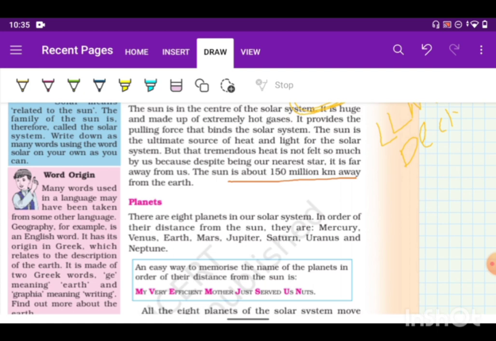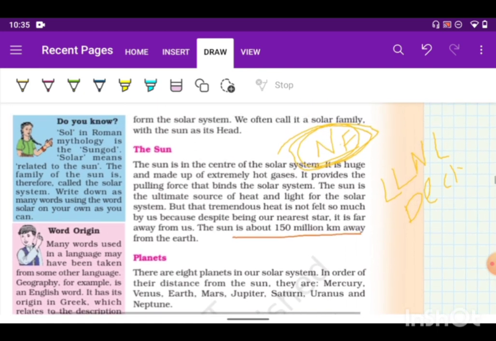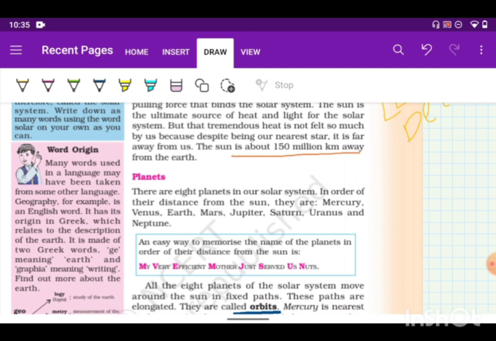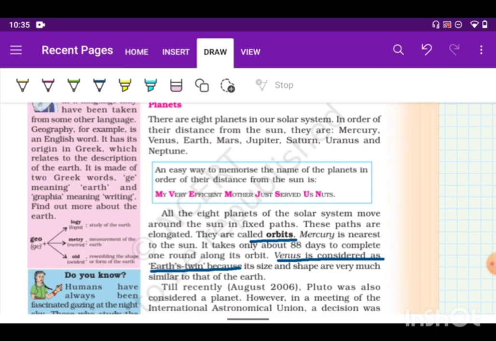Next, what is the sun's distance from the earth? The sun is about 150 million kilometers away from the earth. How many kilometers? 150 million kilometers. Remember the planets. This is the acronym to remember the planets: My Very Efficient Mother Just Served Us Nuts. M for Mercury, V for Venus, E for Earth, M for Mars, J for Jupiter, Saturn, Uranus, Neptune. That is what it refers to.